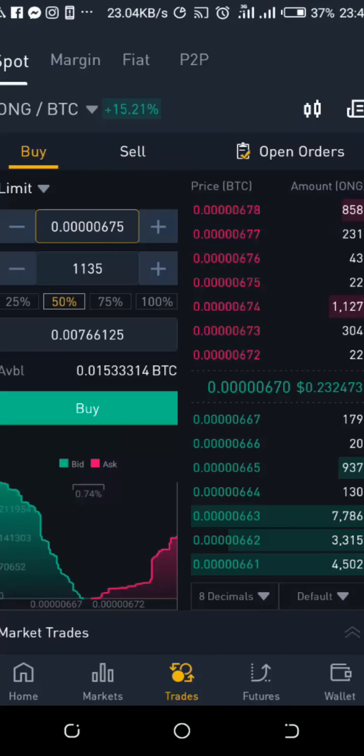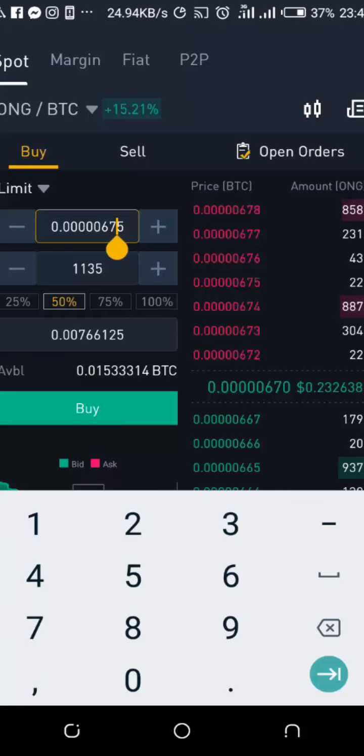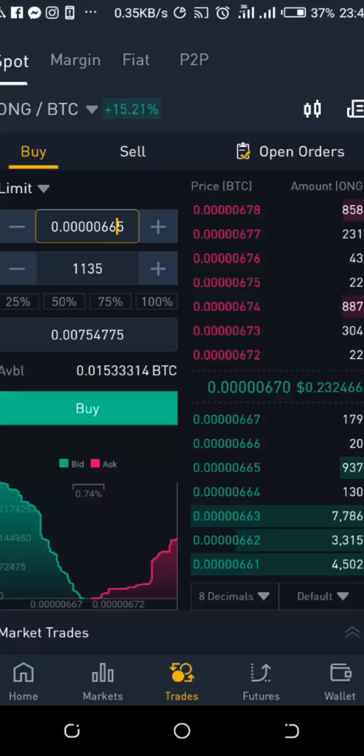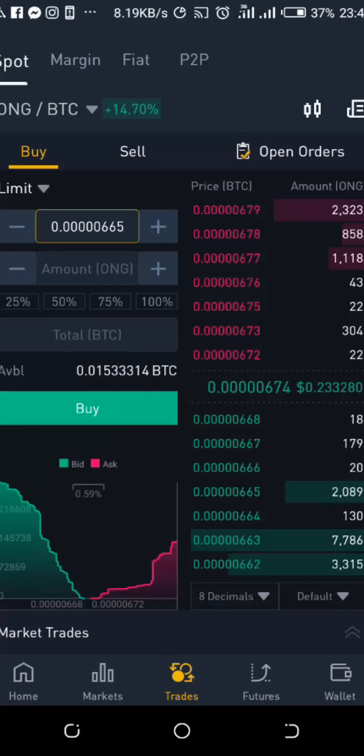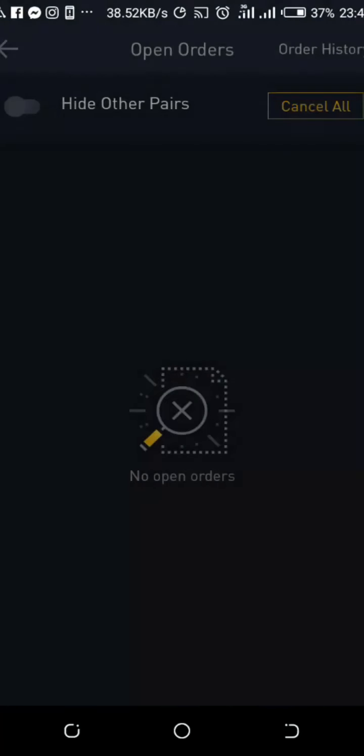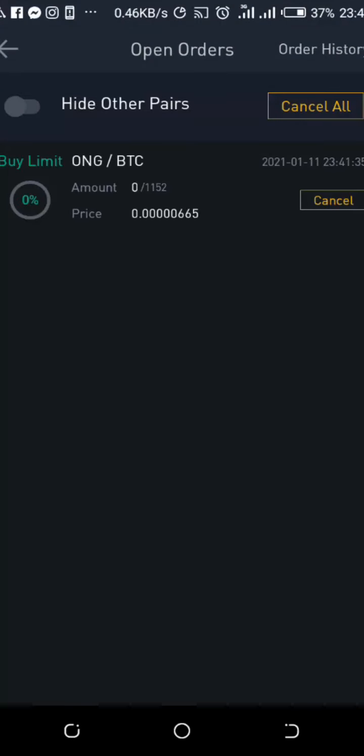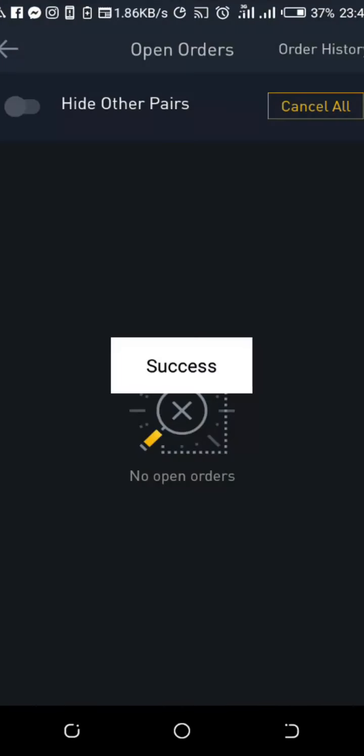Now assuming we are buying lower than this market price, as you can see the market price is 670, and then 50% of our balance in BTC. So we click on the buy, it will put it on the order book and you can be able to see it. Do you see that? So I'll go ahead and cancel it. It's just for you to be able to understand what I did. The first thing I did to get ONG with BTC.